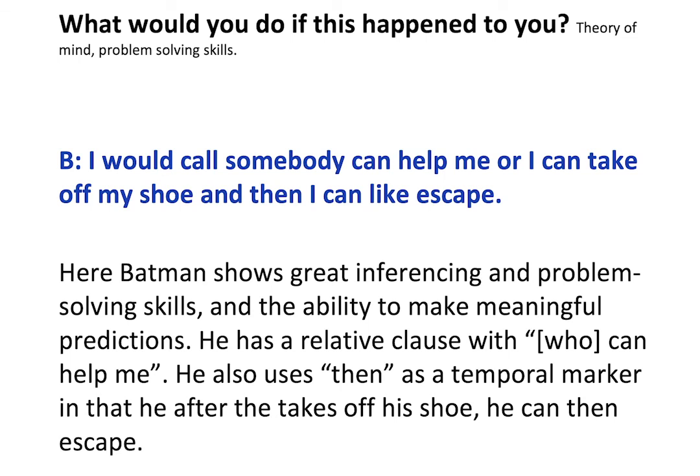What would you do if this happened to you? So I would call somebody can help me, or I can take off my shoe and then I can escape. He has that relative clause there, with the who understood: I would call somebody who can help me, or I can take off my shoe. He uses then as a real temporal marker: take off my shoe, and then I can escape. And good inferencing and problem-solving skills.